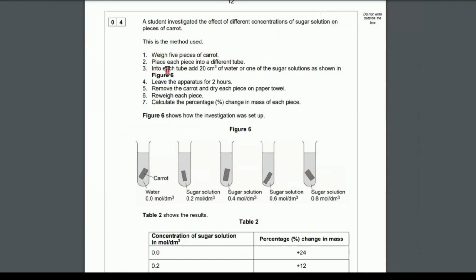Weigh 5 pieces of carrot. Place each into a tube. Into each tube, add 20 centimeter cubes of water and one of the sugar solutions as shown in figure 6. Leave the apparatus for 2 hours. Remove the carrot and dry each piece on a paper towel. Reweigh each piece. Calculate the percentage change in mass of each piece.